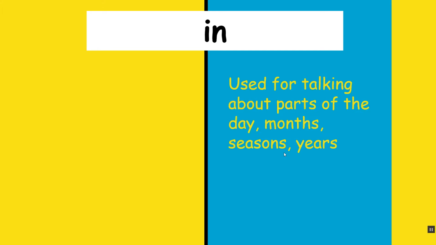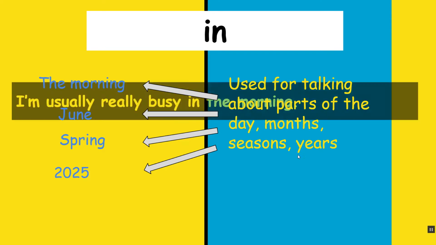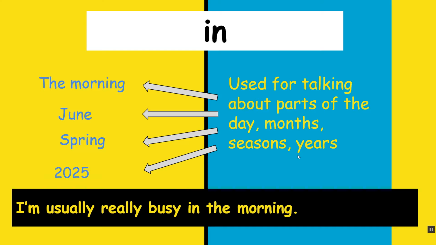In. When we use the preposition in, it's used for talking about parts of the day, months, seasons and years. In the morning, so that's part of the day. In the morning. June, just month of the year. In June. In spring, so we're in spring now, so in spring I like the flowers. In 2025, what will you be doing in 2025? So that's in. I'm usually really busy in the morning.